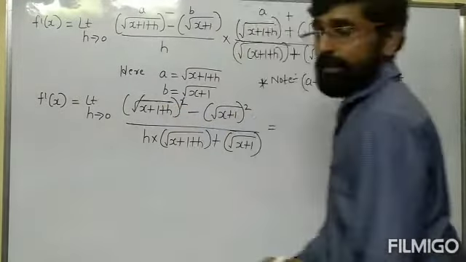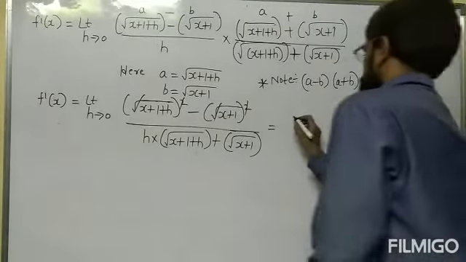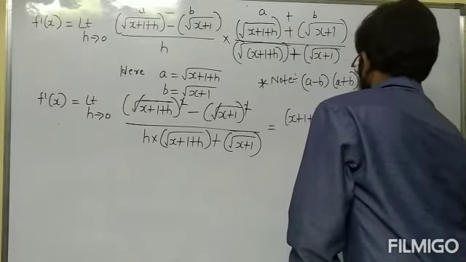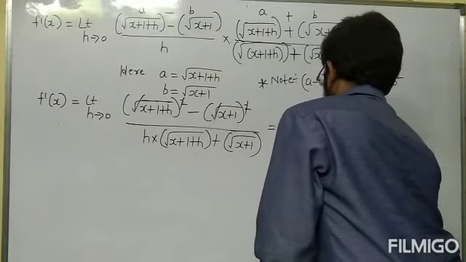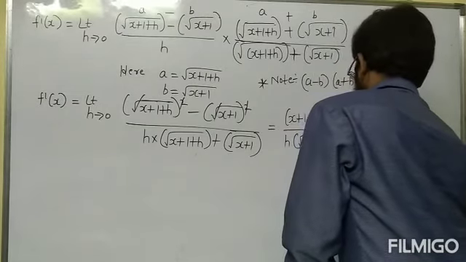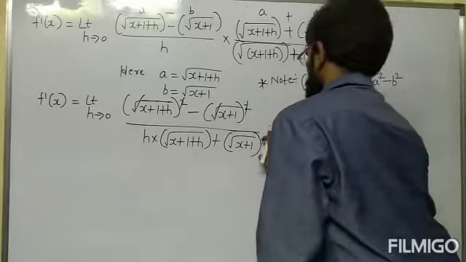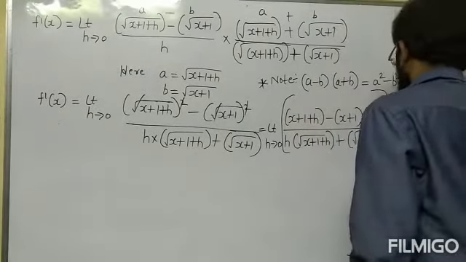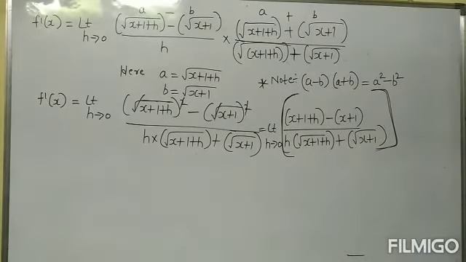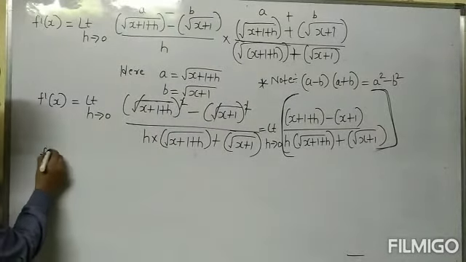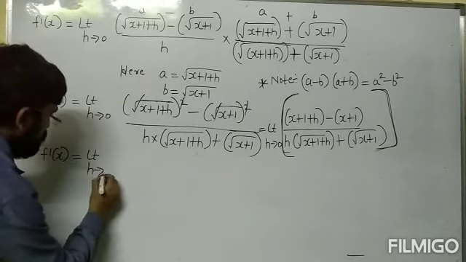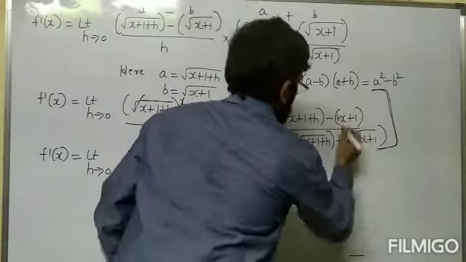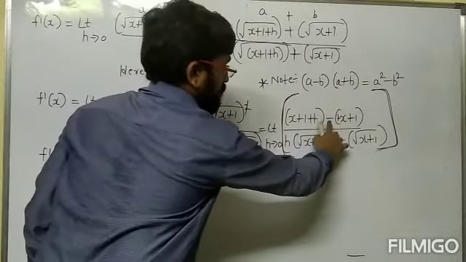The square root gets cancelled. Now write: x plus 1 plus h minus x plus 1, by h into root x plus 1 plus h plus root x plus 1. Don't forget the limit h tends to 0. Keep expanding. f dash of x is equal to the limit h tends to 0. Look at the expansion: x plus 1 plus h minus x, because minus into plus is minus, again minus into plus is minus.